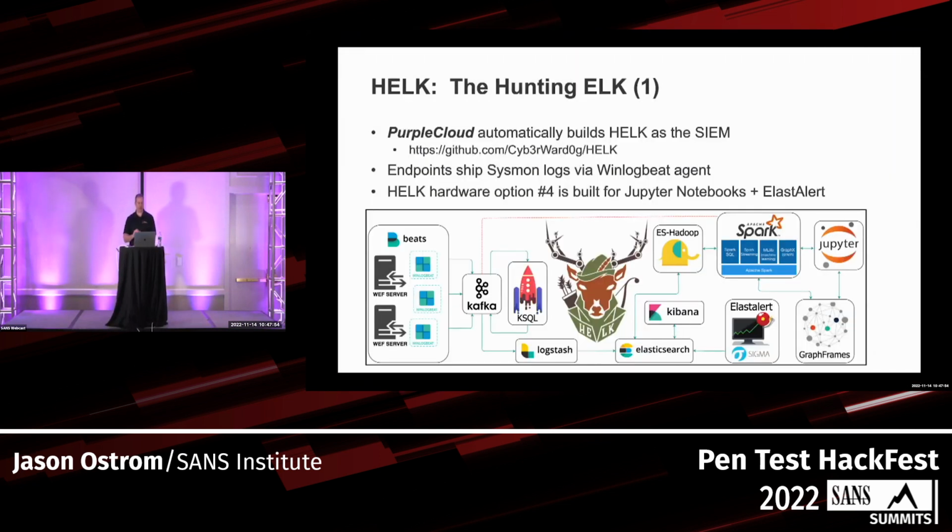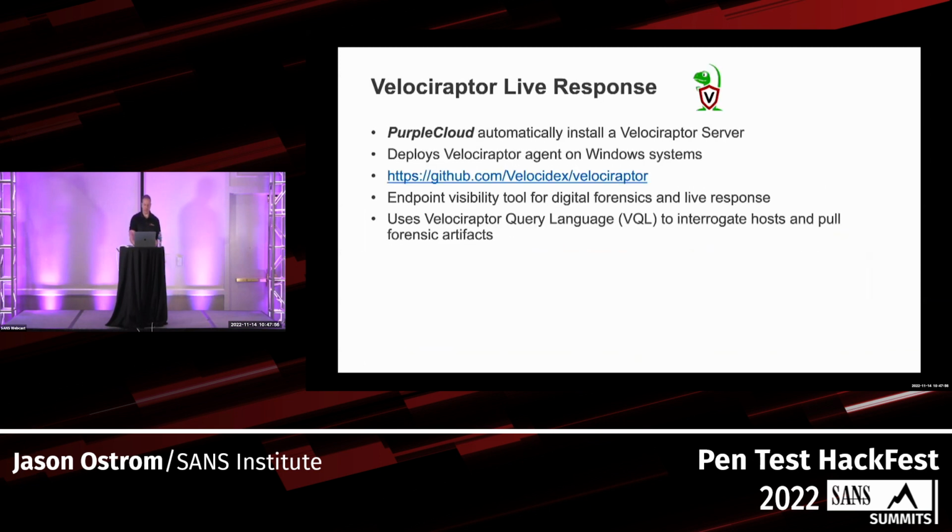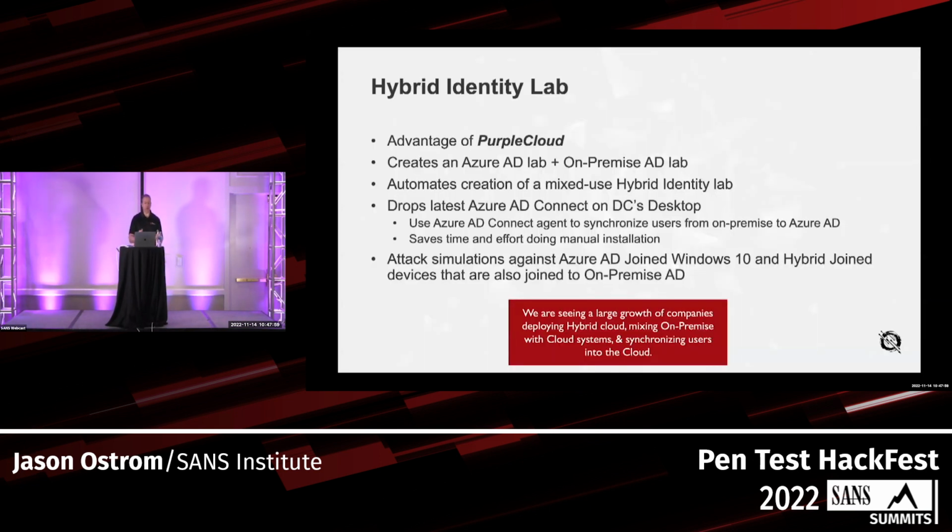So this is hunting elk that's instrumented in this. And then Velociraptor. So you can use this as a hybrid identity lab. You can mix and match these generators. It will drop Azure AD Connect onto the domain controller's desktop. That makes it so easy and nice to automate doing security research into this. I'll say it again, it'll drop Azure AD Connect onto DC's desktop. So you just double click on it and you can bridge your identity between on-premise and Azure AD. It'll synchronize that. Because what you do is you create the AD generator and then you create Azure AD generator and then you bring them together.